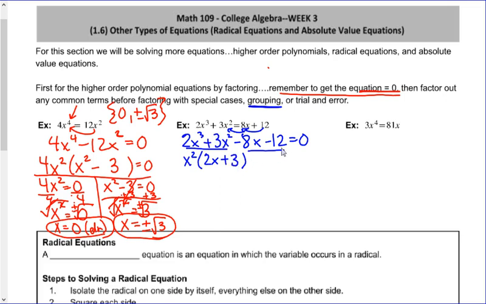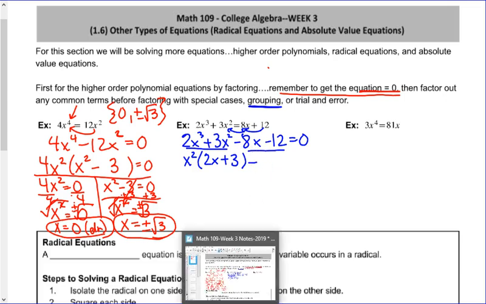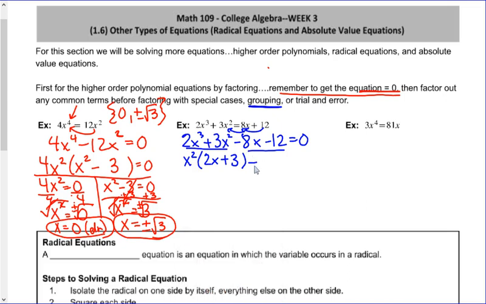And notice on these two terms, both of them have a negative, so let's go ahead and take out that negative. And between 8 and 12, what's the greatest common factor? That number is a 4. So I'm going to take out a negative 4. Negative 4 times what is negative 8x? Well, I need a 2 and an x. If I take that negative out, it becomes positive. And what do I have here? 4 times what gives me a 12? It is a 3, equal to 0.